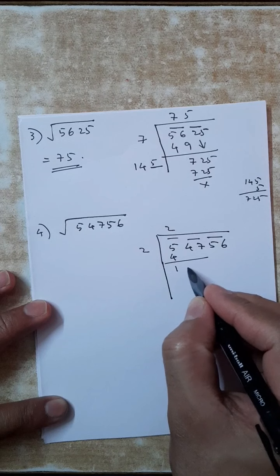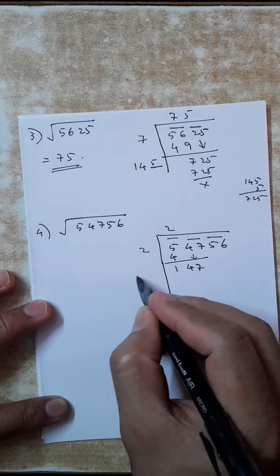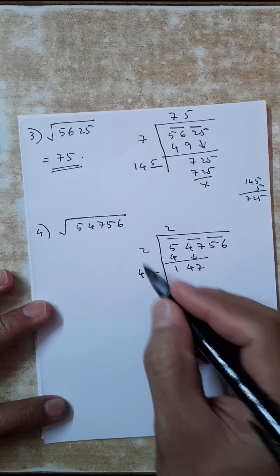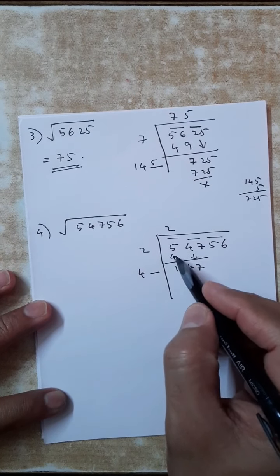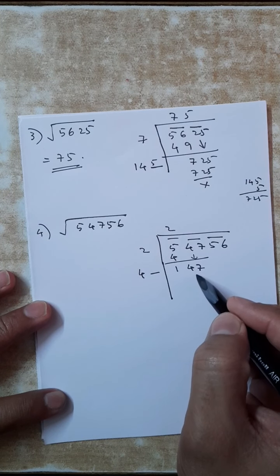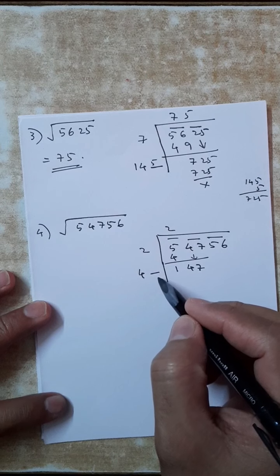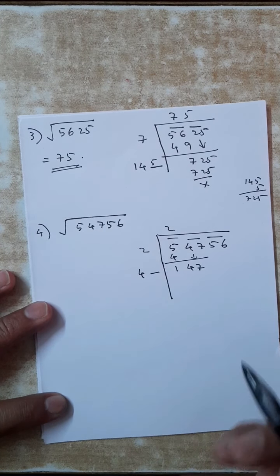Balance 1. Bring the next group and at the same time take a double. Double of 2 is 4 and put a dash. All these things should go at a time. First stage is over: subtraction. That much is first stage. Now bringing the next group, writing double and putting a dash. In order to start the second part, I have to search a number.